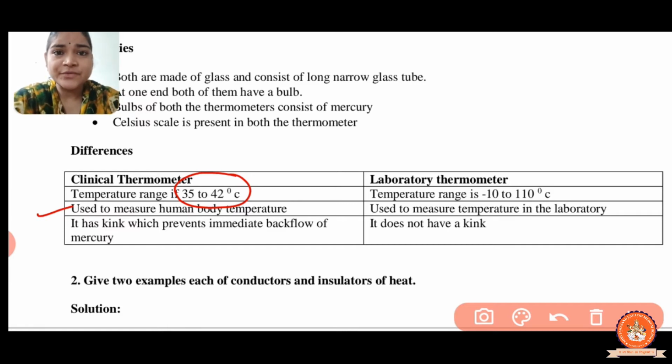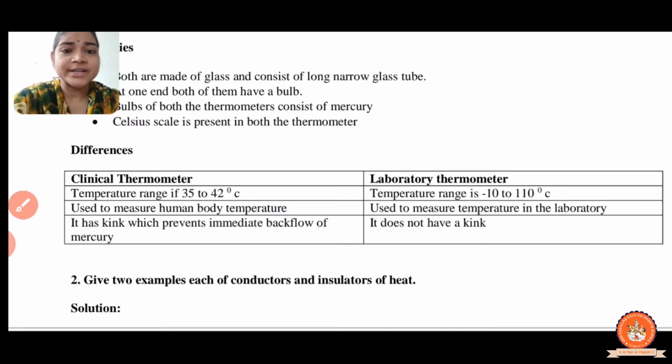Now the last difference is the kink. In the clinical thermometer the kink is present, the shape of the kink is just like that, and in the laboratory thermometer the kink is not present. So it does not have a kink. Now what is the work of the kink? The kink prevents the immediate backflow of mercury, right? So these are the differences between clinical thermometer and laboratory thermometer.